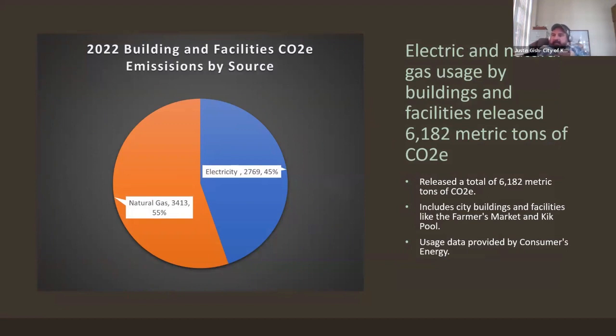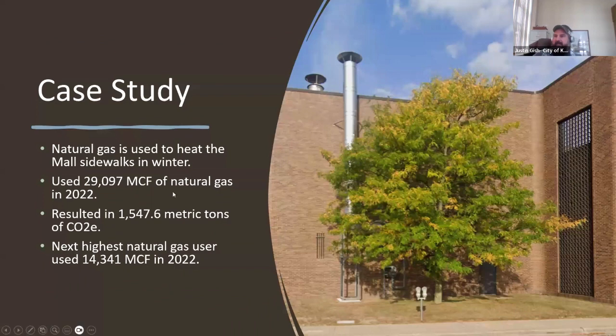Looking at the buildings, you can see the majority, kind of surprisingly, is 55% natural gas. We'll dive into that number in a little bit, and then 45% is electricity. So 6,182 metric tons of CO2e. So not a whole lot. Again, the city has a fairly small footprint as far as buildings go, and we're including things like the farmers market and the Kick pool, which aren't super energy intensive. But there's natural gas standing out there. It's a little bit larger than I'd expect, and this is why.